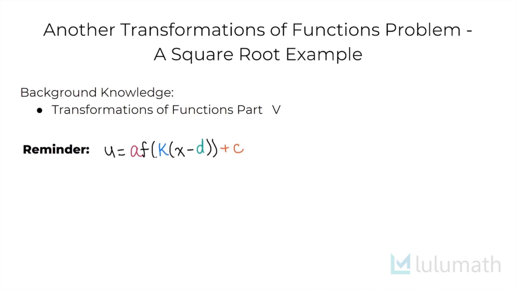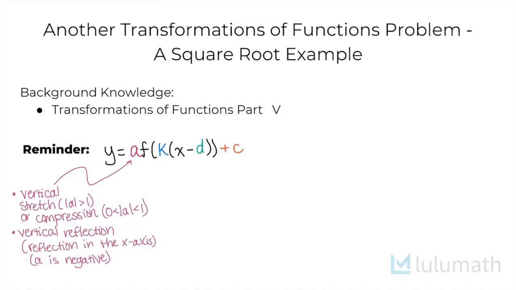So just a reminder that our general equation is y equals a times f of k multiplied by the quantity x minus d plus c. Let's have a reminder of what each one of these colored parameters represents. So the a value represents a vertical stretch if the absolute value of a is greater than 1, and it represents a compression if the absolute value of a is between 0 and 1. Just a reminder, the sign of a does not affect whether it is stretched or compressed. And it also represents a vertical reflection or a reflection in the x-axis if a is negative.